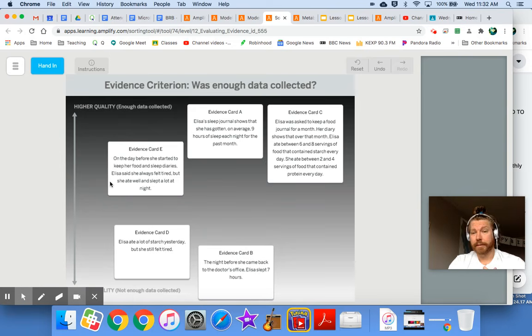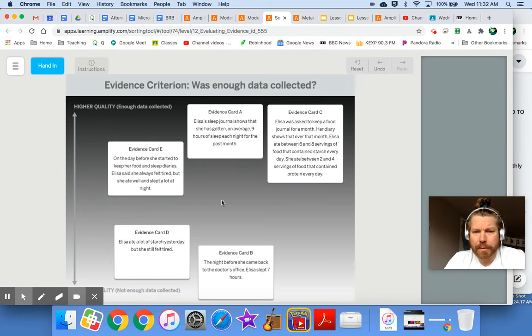Hey, let's take a look at some of these. I sorted these based on where I thought they might go. You might have some other ideas, but let's talk about this. Evidence card A: Elisa's sleep journal shows that she has gotten on average 9 hours of sleep each night for the past month. So she has been keeping that journal for an entire month. That's a lot of data.